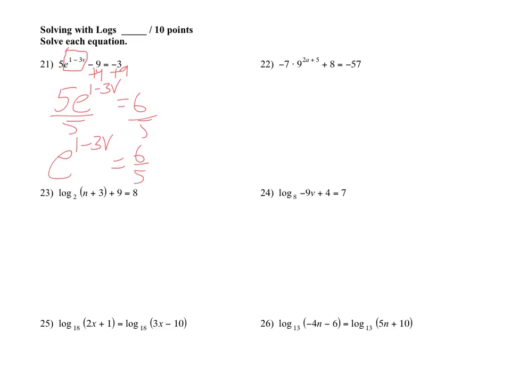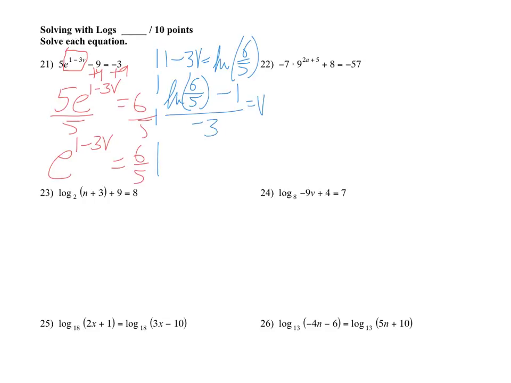I'm going to convert this to a log equation. In other words, I'm going to take the natural log of both sides. We get 1 minus 3v is equal to the ln of 6/5. And finally, I'm going to solve for v. I'm going to subtract 1 from both sides and divide by -3. So I'm going to end up with (ln of 6/5 minus 1) over -3 is equal to v. That's my final answer.